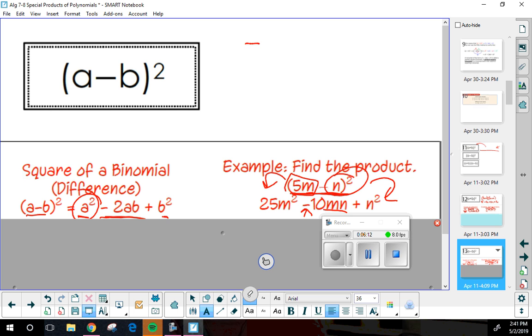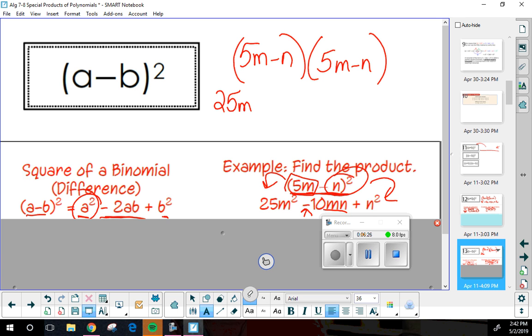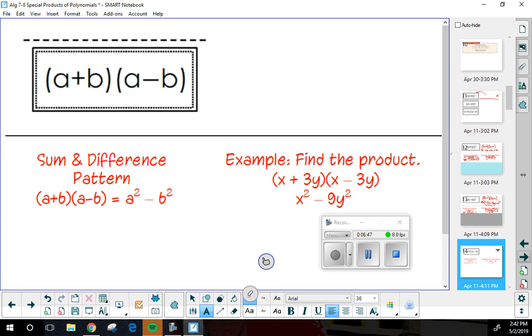Now, let's make sure it works. 5m minus n times 5m minus n. Okay, let's do FOIL. 5m times 5m is 25m squared. And then outer is negative 5mn, inner negative 5mn, plus n squared, and you can see that's just doubled. Negative 5 plus negative 5 is negative 10. Okay, and then our last shortcut is when we see a sum and difference.